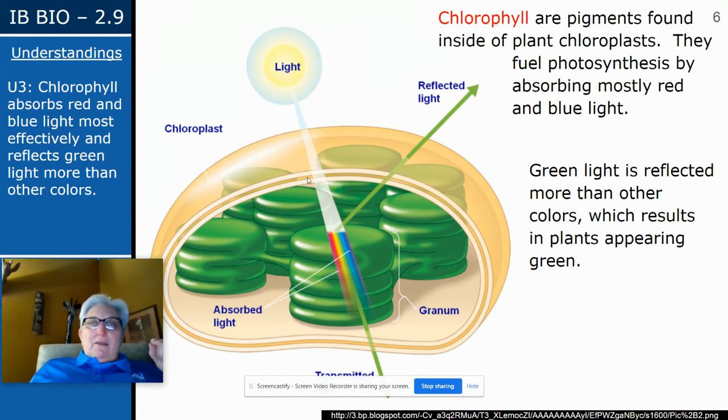And the sunlight comes in to the chloroplast, into the thylakoid, and it gets reflected back out in some sort of color. So we're going to look at the different types that we have: chlorophyll A, we have chlorophyll B, we have the carotenoids. So all of that is going to come into play. Now, green light is really what we see because that's reflected more than any other color. And that's why our plants appear to be green.